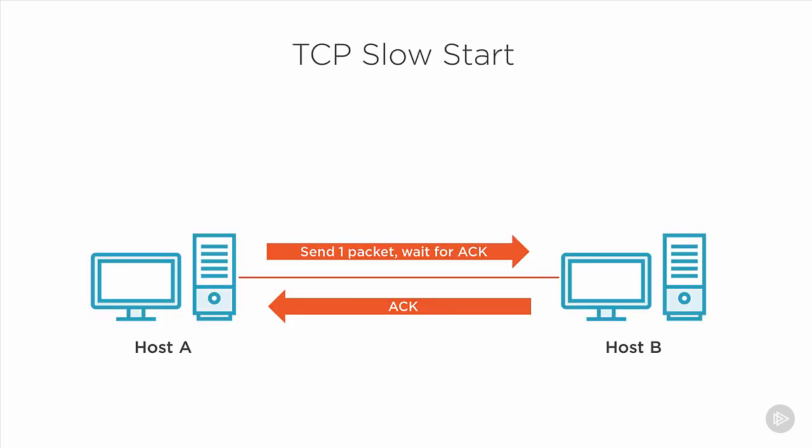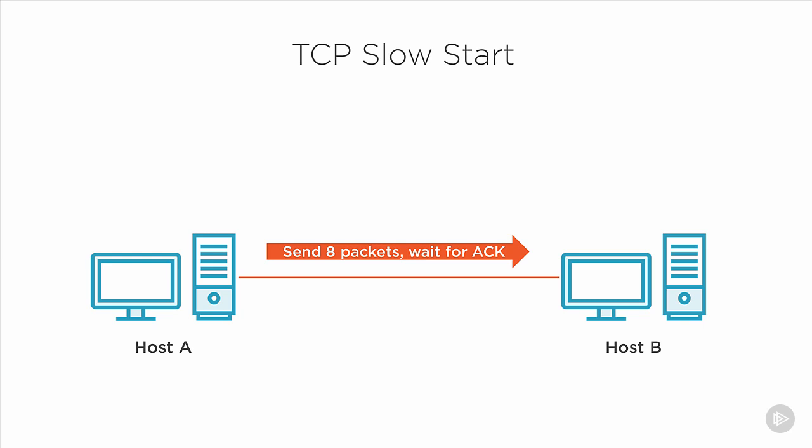Now let's say that hosts A and B have just set up a TCP connection, and host A has something to send to host B. Host A is going to send one TCP packet, and then it's going to wait for host B to acknowledge it. When host B acknowledges that first packet, host A is then going to send two packets before waiting for an acknowledgement. Once host B sends back the acknowledgement, host A is then going to send 4 packets to host B, and then when host B acknowledges the next packet, host A will send 8 packets at a time, and then 16, and then 32, and then 64, and you get the idea.